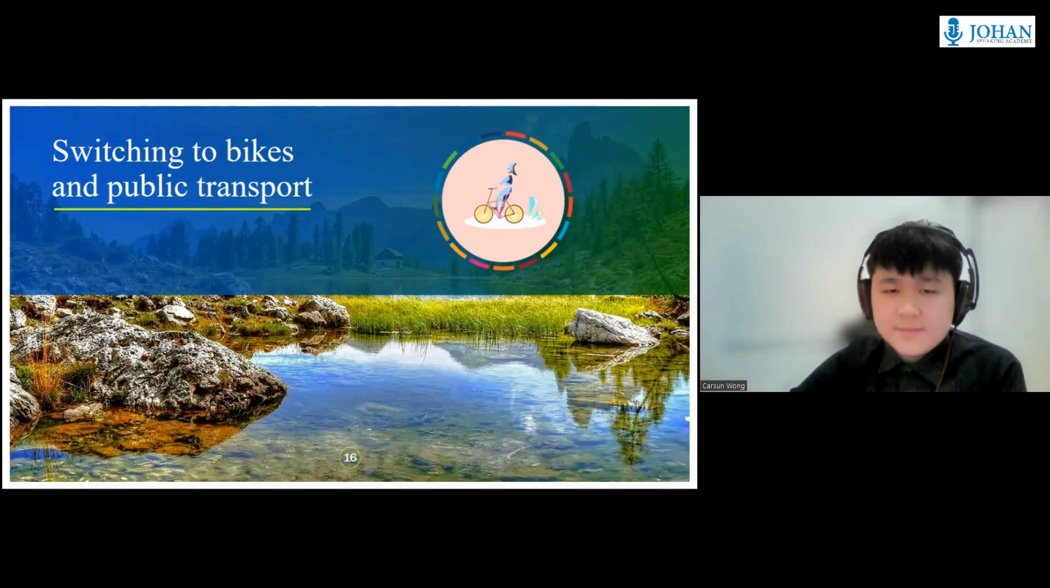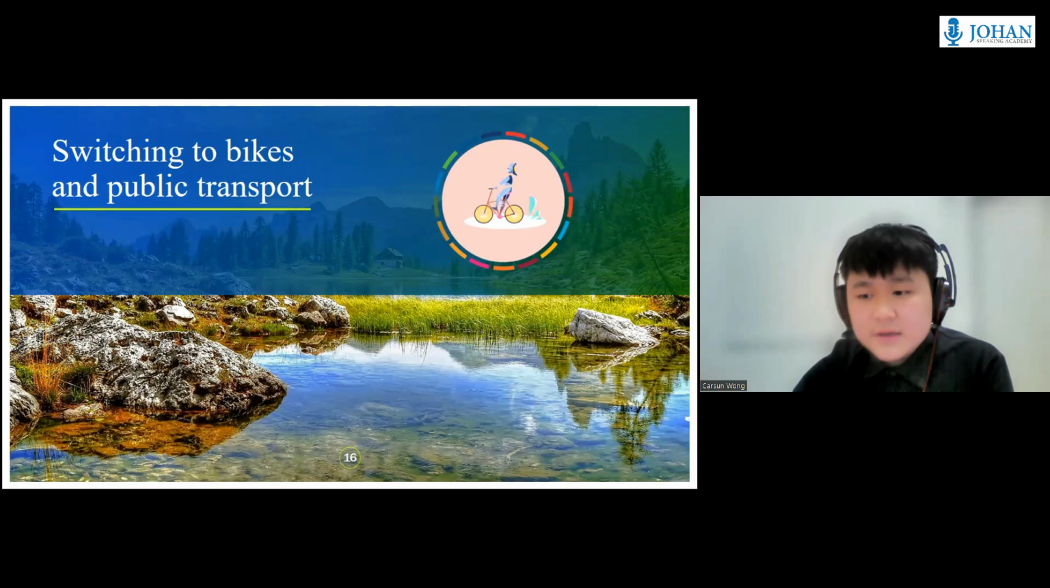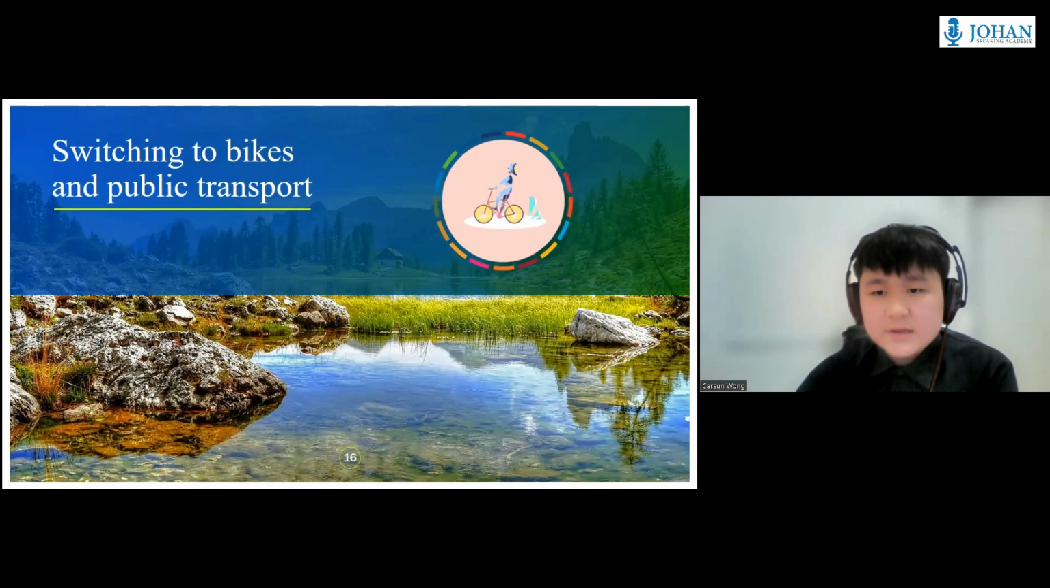Switching to bikes and public transport. Switching to bikes will reduce our carbon emissions and it's good for our health and fitness. And if it's a long distance ride, consider using a train or a bus. This reduces the amount of vehicles emitting gas and carbon dioxide.